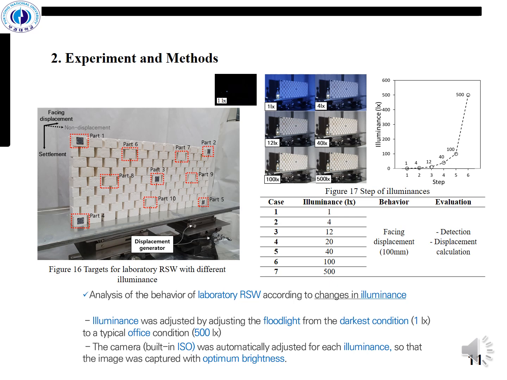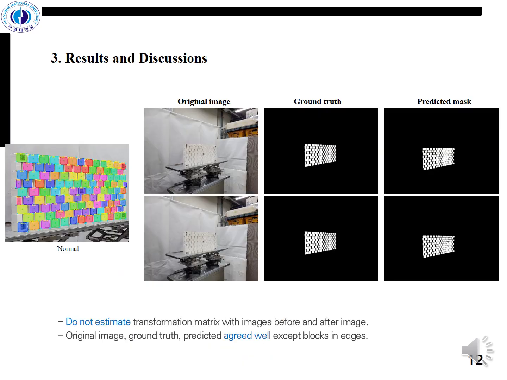Illuminance was adjusted by fluid light from the darkness condition to a typical office condition. The camera was automatically adjusted for each illuminance so that the images were captured with optimum brightness. The illuminance ranged from 1 to 500 lux.